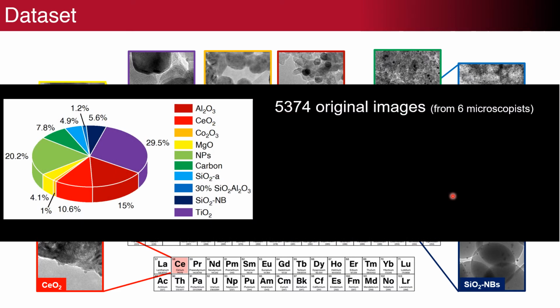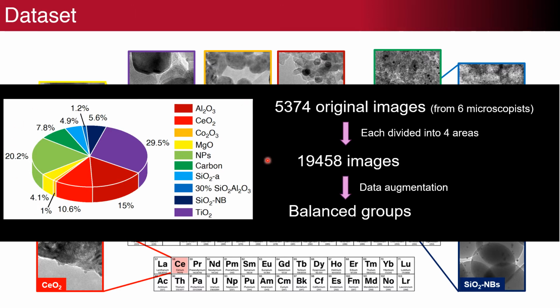There are up to 5,000 images taken from 6 microscopists in our group. And because we want to enlarge the dataset, we have divided them into 4 different areas and eventually reached 20,000 images. And from the left-hand side figure, you can see the classes are not well balanced. So later we'll also implement data augmentation to try to achieve balanced groups.